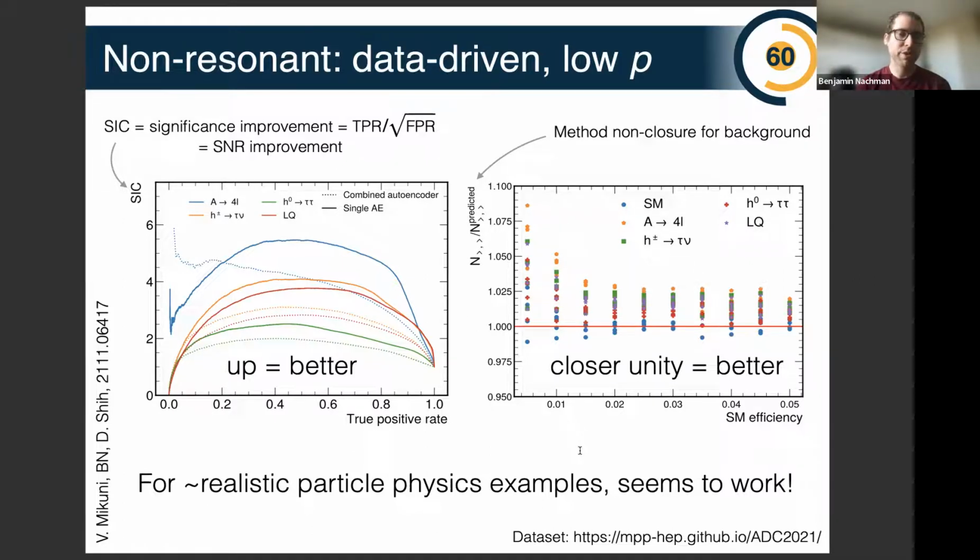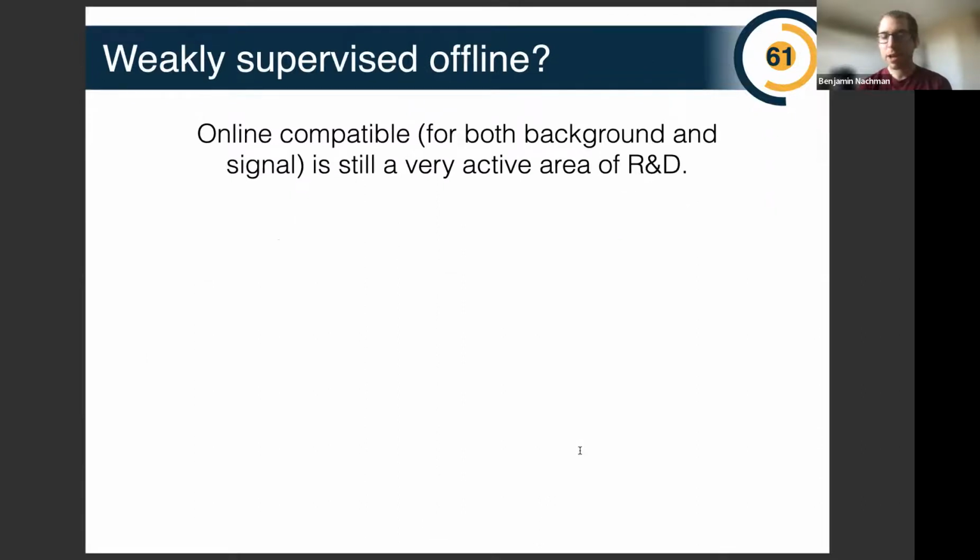Okay. Great, so that's all I wanted to say about this method. This is one potential approach to do unsupervised learning online that also allows us to estimate the background. Okay, so the last thing I want to talk about is, can we do weakly supervised learning offline? I said earlier this was not possible because you need a reference and a target, but there might be some ways of doing it. In general, online compatible anomaly detection for any of the methods is active R&D. I'm just going to give you one possible solution here. It's a little bit crazy, but I think it's a useful approach to think about what could be possible.